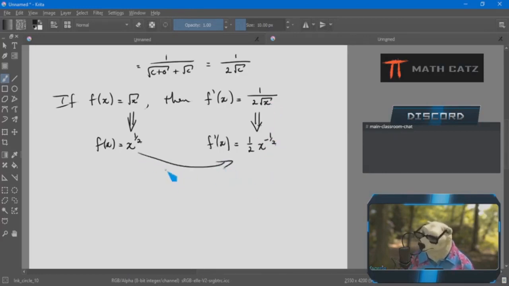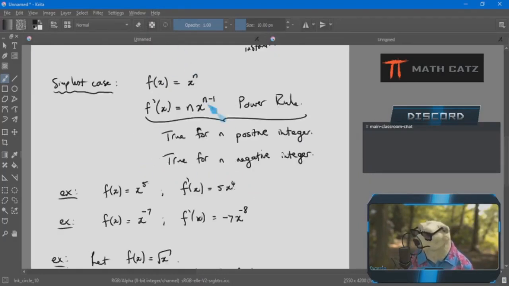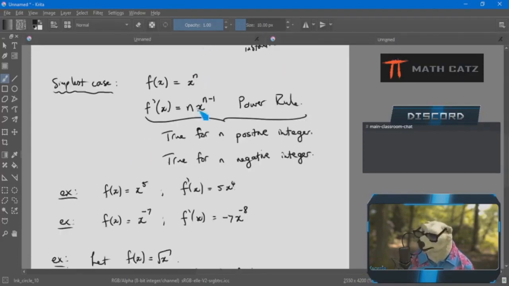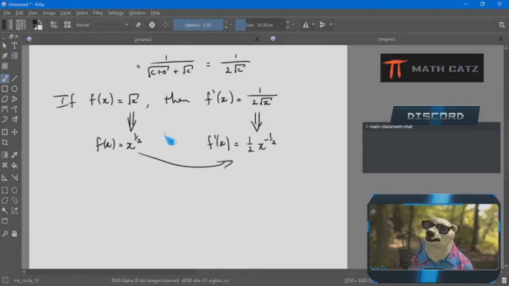Now, what would the power rule suggest? The power rule says take the power of x and move it to the front. The power of x was 1/2, it is at the front now. And then the new power of x is 1 less. Well, 1/2, what it was originally, minus 1 is negative 1/2. So the power rule works in the sense that following the power rule gets me to the derivative function as well.